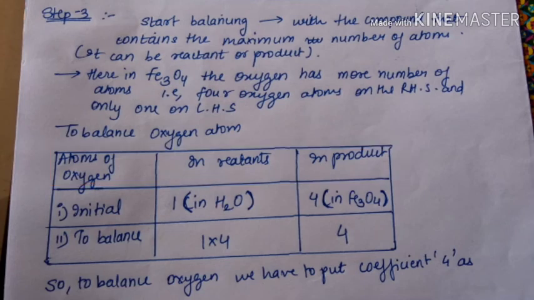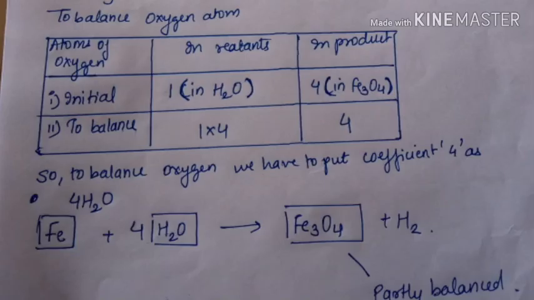Initially in reactants, 1 atom of oxygen is present in H2O, and in product 4 oxygen atoms are present in Fe3O4. As we see, there are 4 oxygen atoms in the product and only 1 in the reactant. So in order to balance, we have to multiply the 1 oxygen atom in the reactant by 4. So to balance oxygen, we put coefficient 4 as 4 H2O. We have to put 4 in front of H2O. Still, this equation is only partially balanced, not completely balanced.